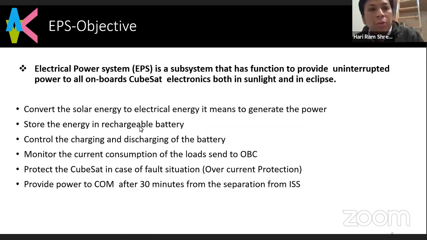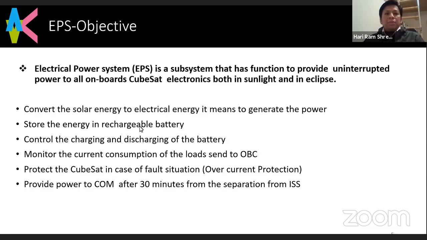This is just the BIRDS overview. In BIRDS-3 and BIRDS-4, I was involved in the EPS subsystem. My part is the EPS, the energy part. I love to work on this part, so today I'm going to talk about the EPS subsystem.